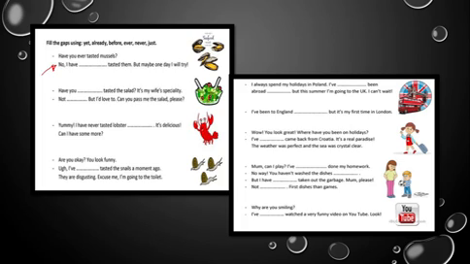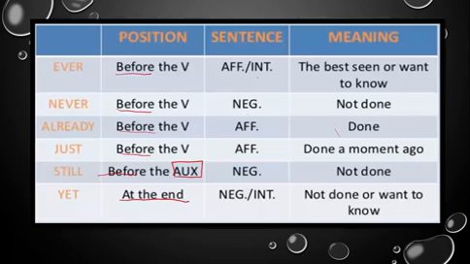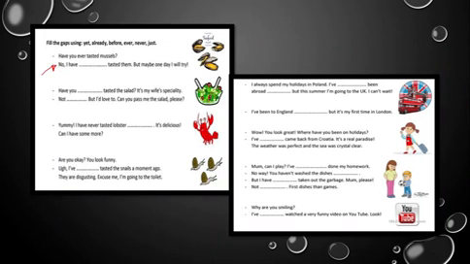Entonces dices, no, I have... let me check the frame. Oh, sorry. The frame says never. When you use never, the position is before the verb and the sentence is negative, the meaning is not done. Okay? No, I haven't, and you can use the contraction. No, I haven't.